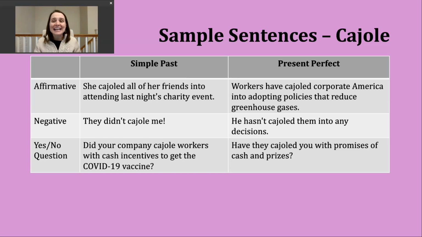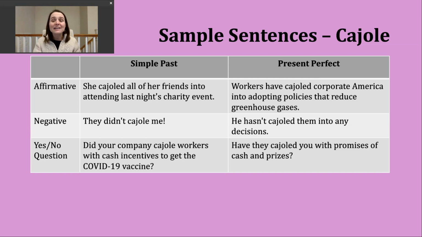Now let's look at a negative present perfect sentence. To do this, we start with our subject, again paying attention. So if our subject is I, you, we, or they, I'm going to use have not and then the participle, or haven't and then the participle. But if my subject is he, she, or it, I'll use has not and then the participle, or hasn't and then the participle. An example here: He hasn't cajoled them into any decisions. So, despite trying to persuade them, maybe to flatter them, they still have not made a decision.